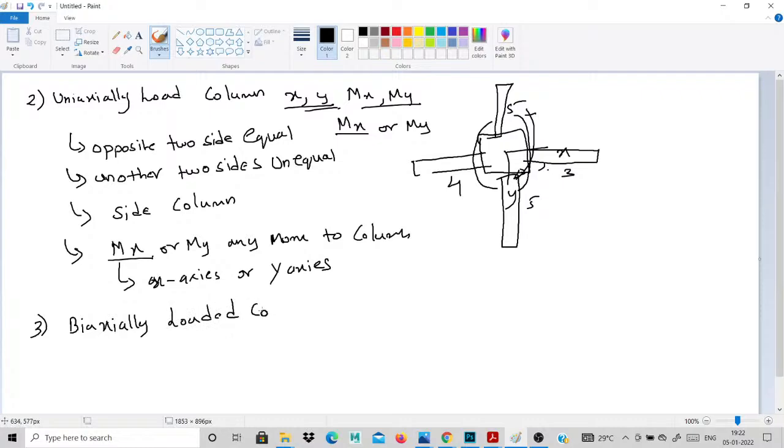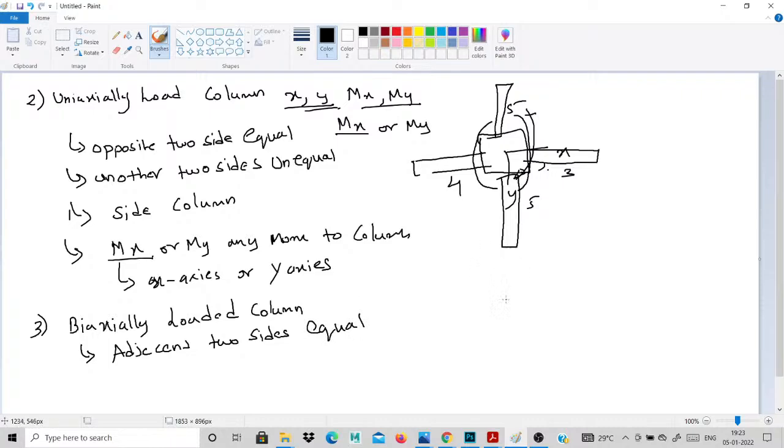Biaxially loaded column. How to identify your biaxially loaded column? Same procedure. The biaxial columns are those where adjacent two sides are equal. Okay, adjacent two sides are equal. That is called biaxial columns. The first point is adjacent two sides are equal.